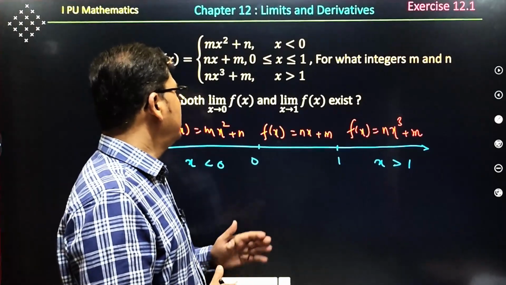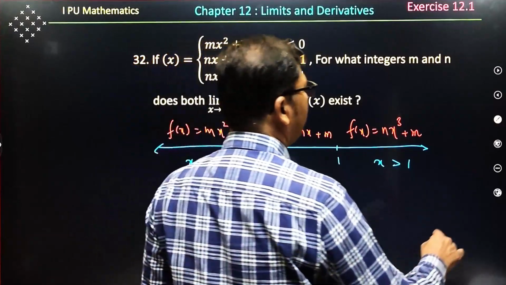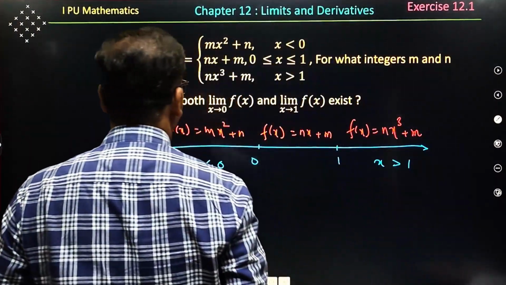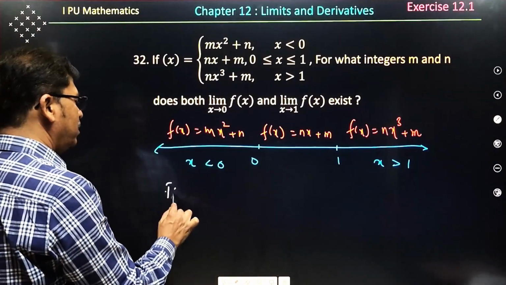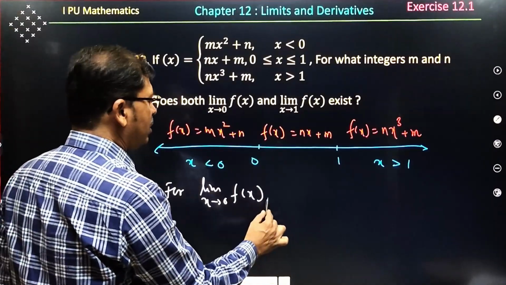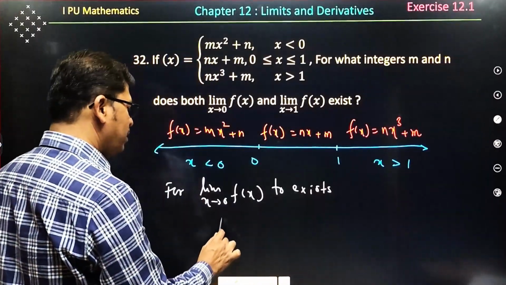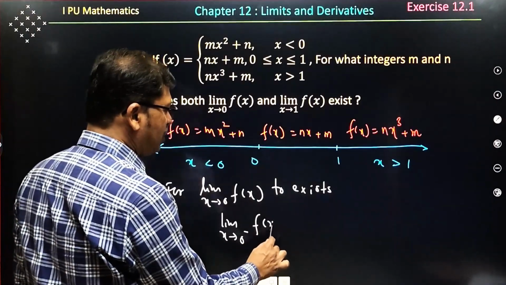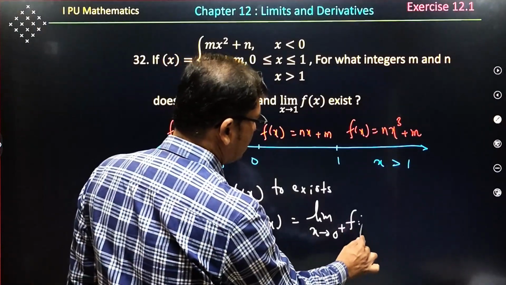x tends to 0, in the neighborhood of 0 we need to check the left hand limit and right hand limit. See, for limit x tends to 0 of f(x) to exist, what is your basic condition? Left hand limit, that is limit x tends to 0 minus f(x), must be equal to limit x tends to 0 plus f(x). These two must equate.